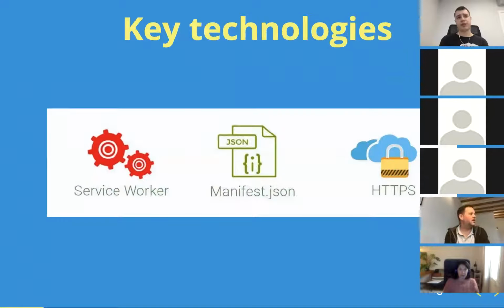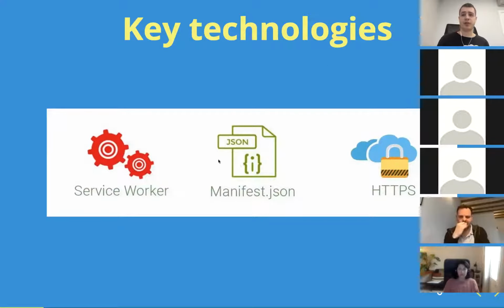PWA stands on 3 key technologies: service worker, manifest.json, and HTTPS. In terms of HTTPS, that's quite straightforward. PWA only works through HTTPS, which is a secure protocol. The only exception to that is localhost, but that's just for local development.